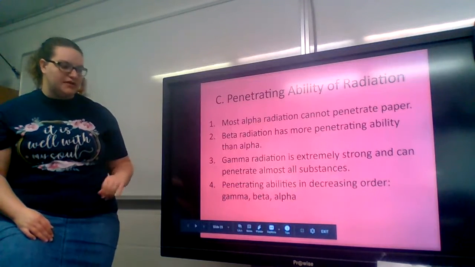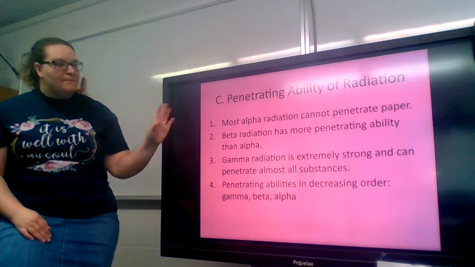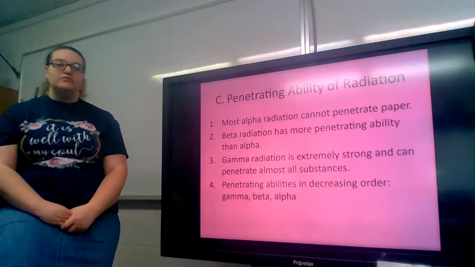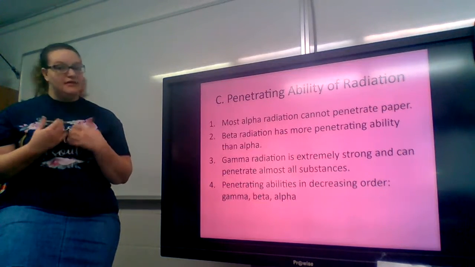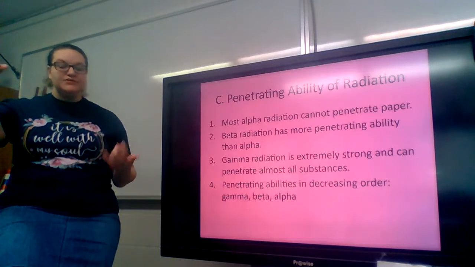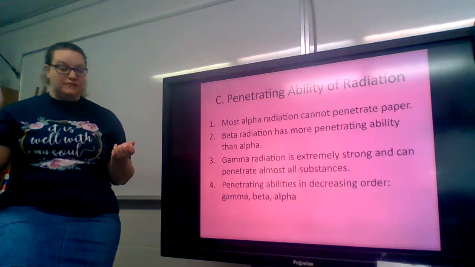Okay, the penetrating ability of radiation. This is why I didn't talk about it when we talked about gamma rays. Okay, most alpha radiation cannot penetrate paper. Okay, alpha particles, they are not very strong. They can't get through much. Honestly, you could hold up a sheet of paper in front of an alpha particle reactor, have one shot at the piece of paper, and it would probably bounce off. It probably wouldn't go through it at all.